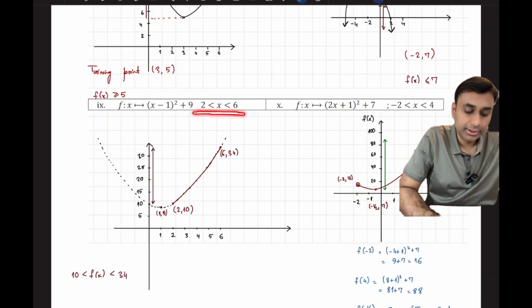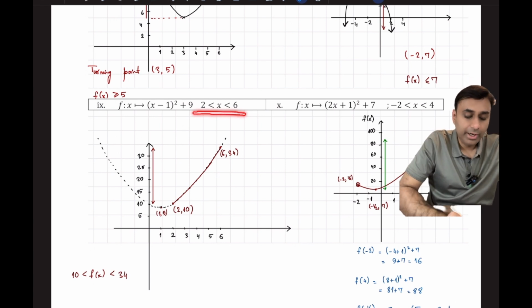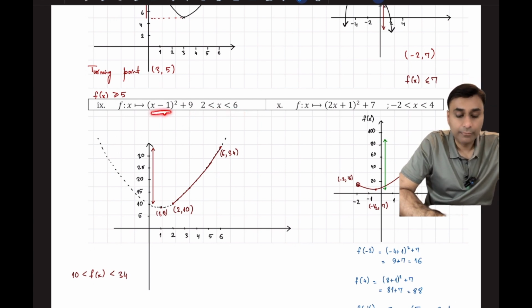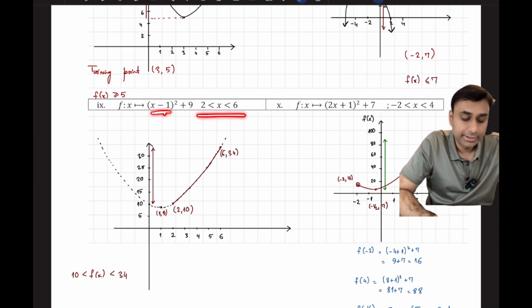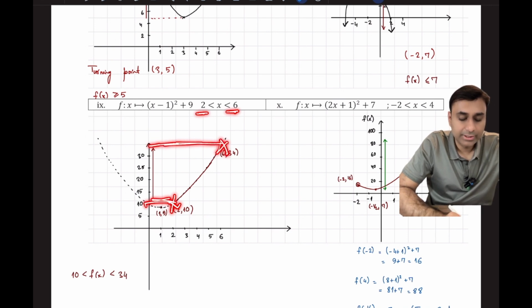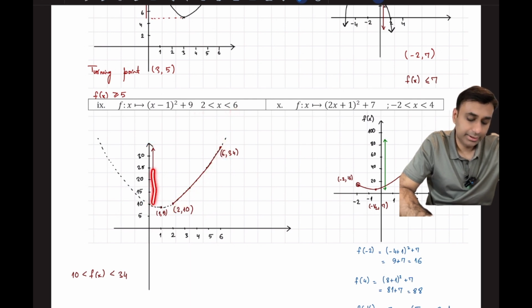For this particular situation, if I find out the turning point, which comes out to be 1, I'll see that 1 does not lie in the interval. That means the turning point is not going to affect my range. I can directly find the range with the values 2 and 6. As you can see, it's a very clear picture of what happens once you make a sketch. As the domain changes from 2 to 6, the value of the range changes from 10 till 34. So that will be your interval of range.